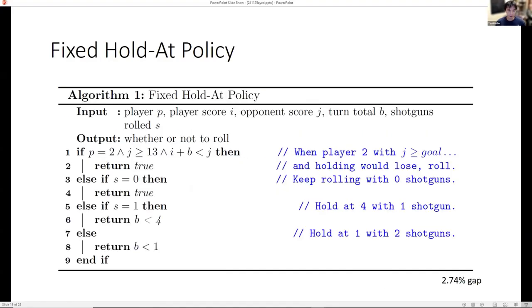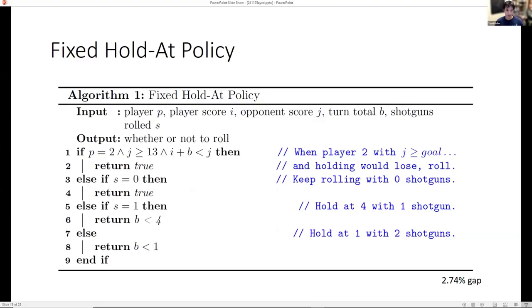And let's first talk about the fixed hold policy. So this one is relatively simple. In the case where it is the second player's turn, and if they hold they're going to lose, then in this case they have to roll either way.